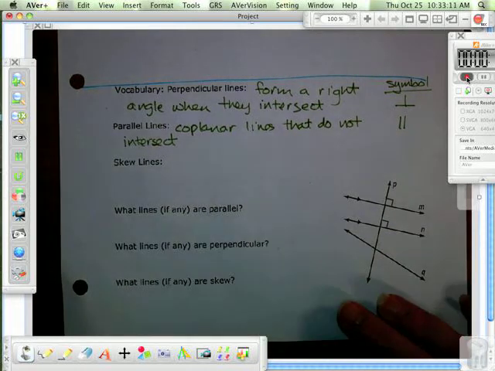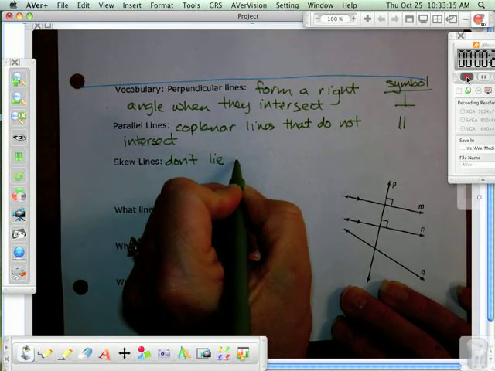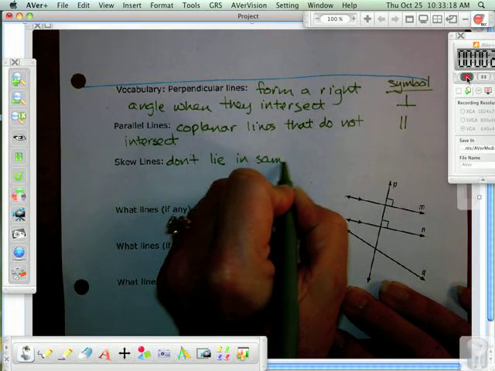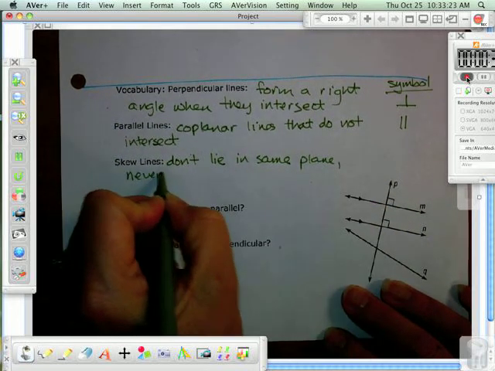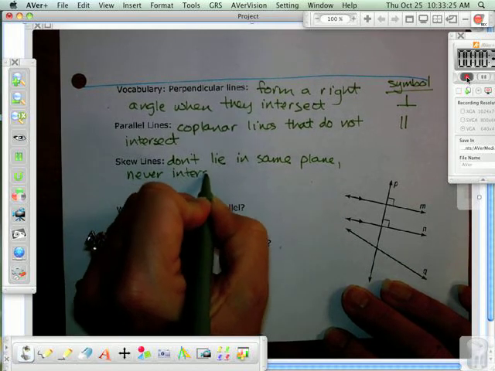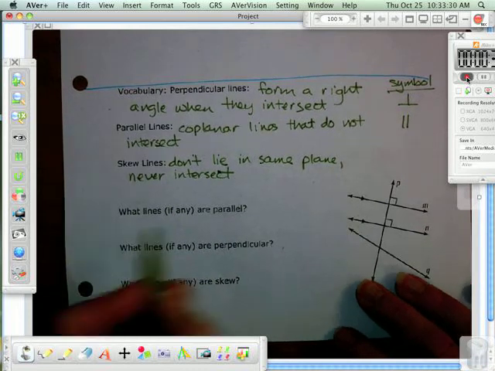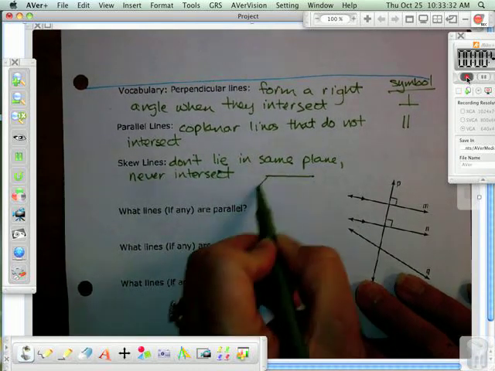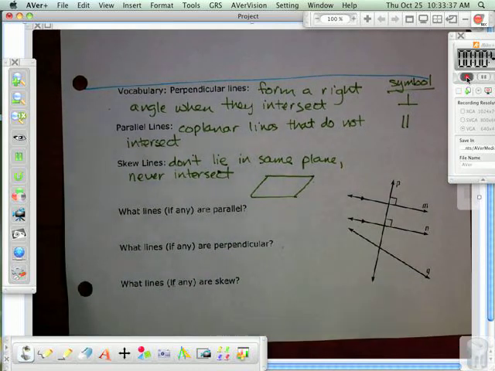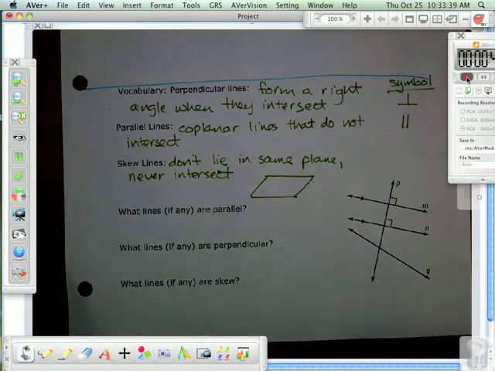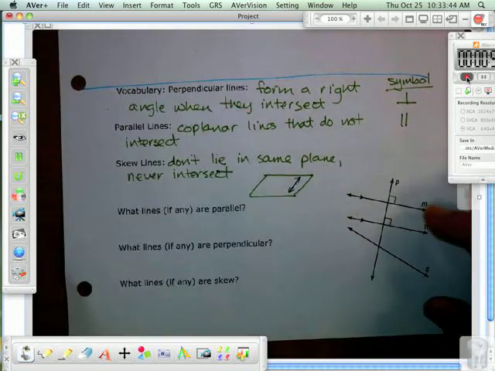So, skew lines don't lie in the same plane, and they never intersect. So let me show you a drawing, and I'll show you an actual example of one. So if I draw a plane here, there's a plane, okay? And I have a line on that plane. Here's a line, and it's on the plane. It's sitting on the plane.